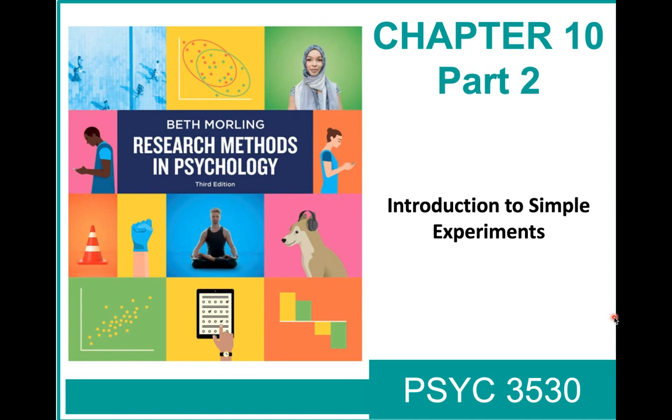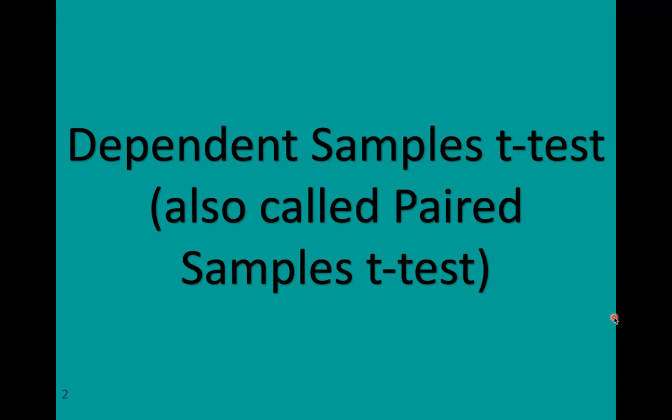What we are going to go over in this lecture is the statistical extension of part 2 of chapter 10 on within subjects experiments. So, what we're going to do today is called a dependent samples t-test. You often hear it called a paired samples t-test.